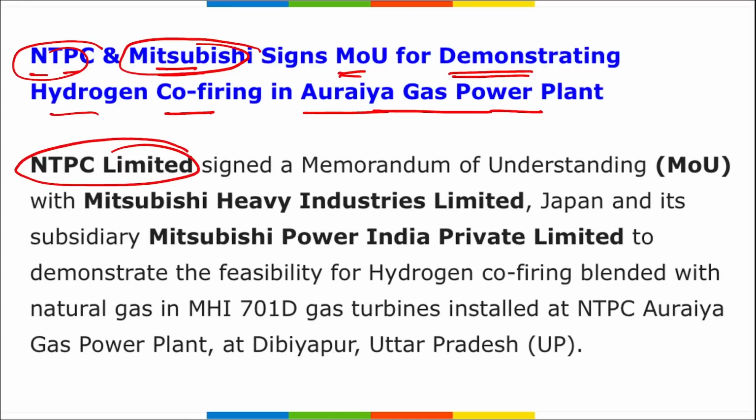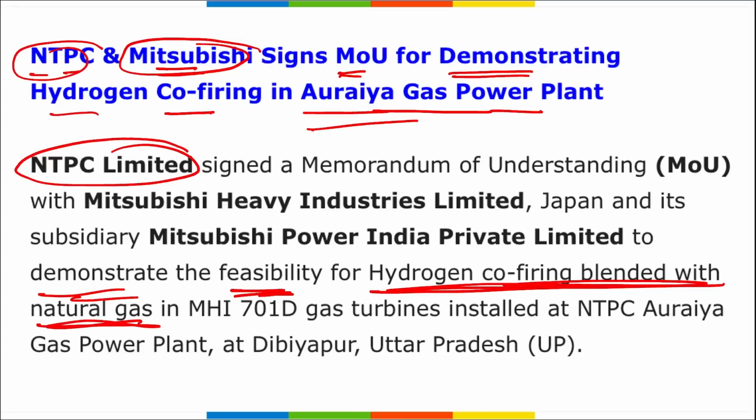organizations came together to sign an MOU, and the reason for this MOU, that is memorandum of understanding, was to demonstrate the feasibility of hydrogen co-firing blended with natural gas. I repeat, why was this MOU signed? It was signed to demonstrate the feasibility for hydrogen co-firing blended with natural gas. Highly important. Alright, you need to remember this question directly, that for demonstrating the feasibility of hydrogen co-firing with blended natural gas in the gas turbines, two organizations signed an MOU. They were NTPC and Mitsubishi. Highly important.